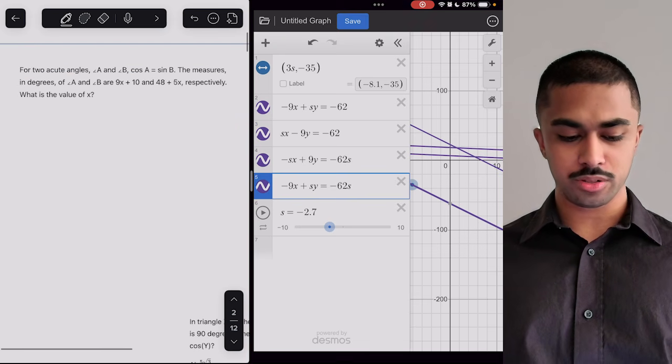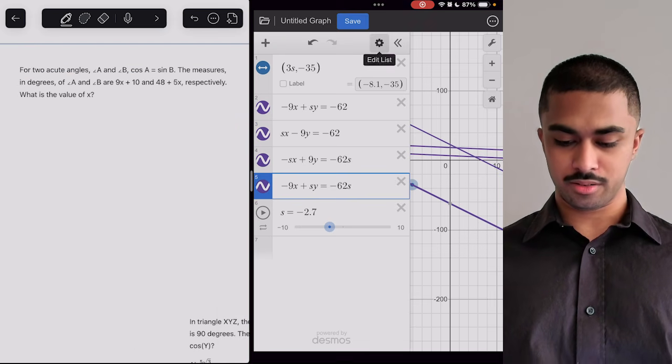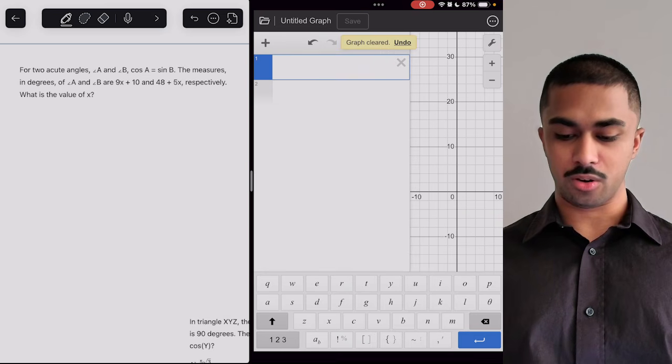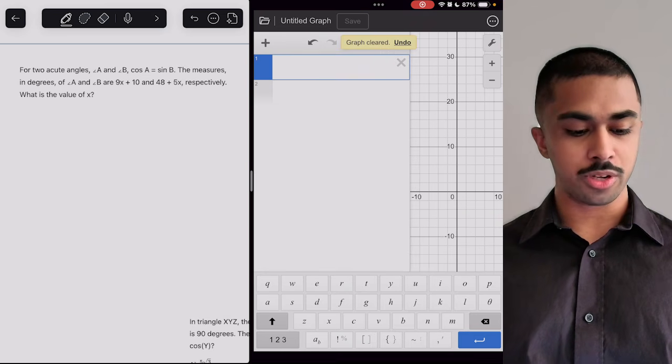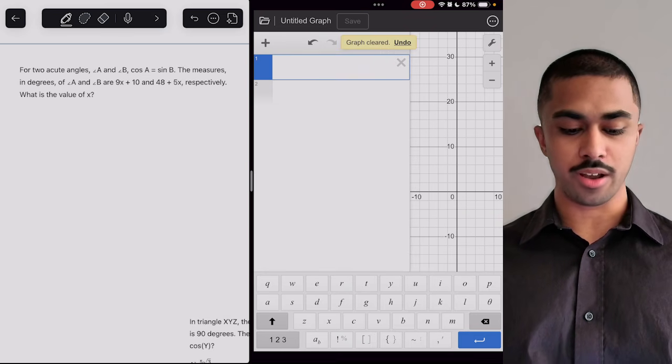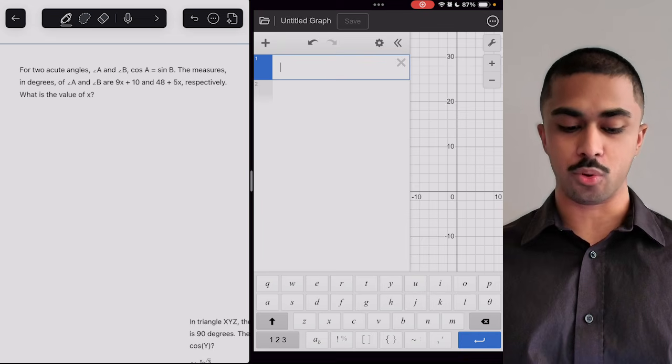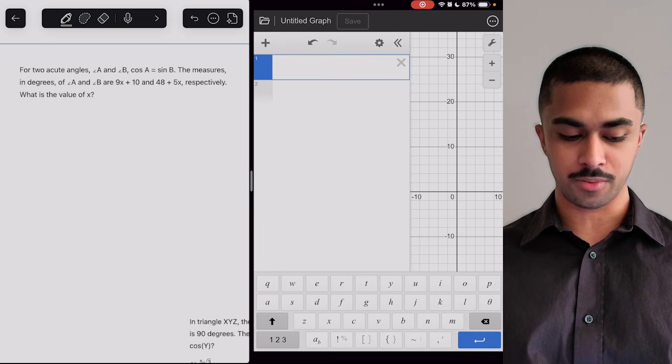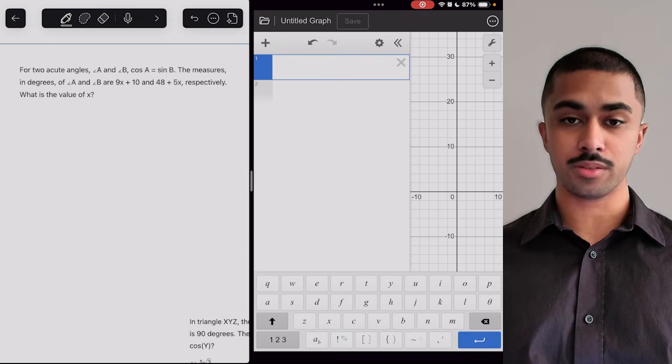For two acute angles, angle A, by the way, if you press edit list, you can delete all. It's on the left. For two acute angles, angle A and angle B, cosine A equals sine B. The measures in degrees of angle A and angle B are 9x plus 10 and 48 plus 5x, respectively. So what is the value of x?